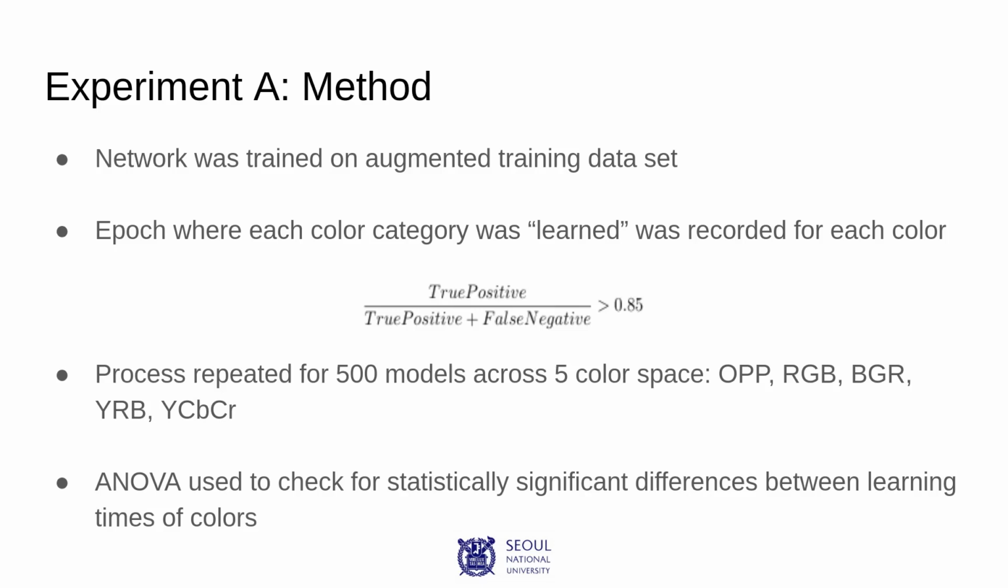When recall for a color category was greater than 0.85, we would record the epoch at which this was achieved and maintained, and we would say that the CNN successfully learned this color. This was repeated 500 times for 5 different color spaces, some of which are the standard input color spaces like RGB, BGR, and then other ones like opponent spaces or these luminance based color spaces, which are more biologically inspired color spaces.